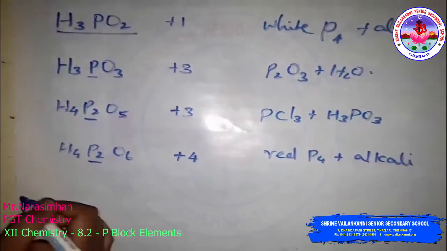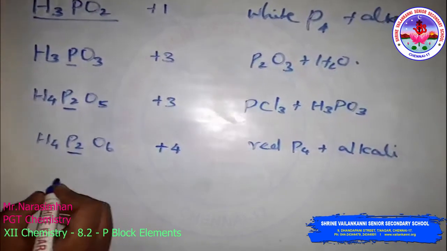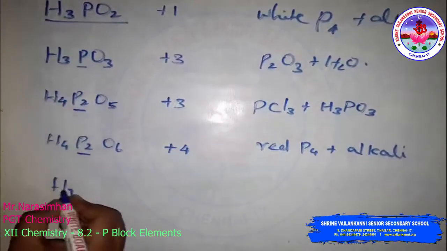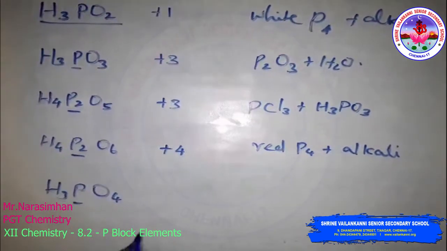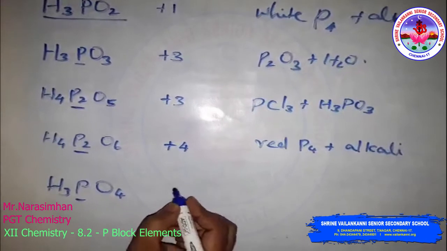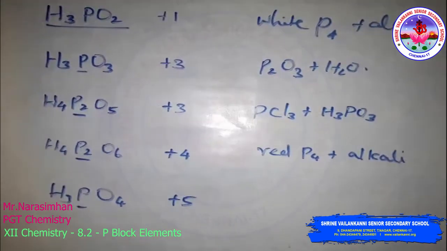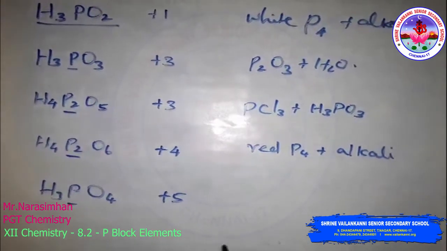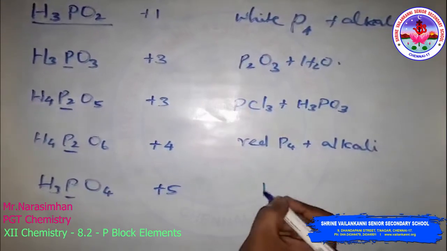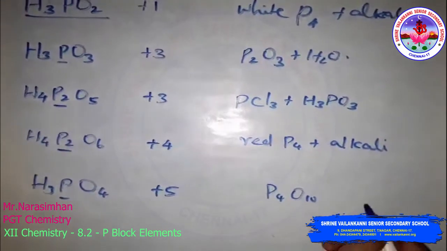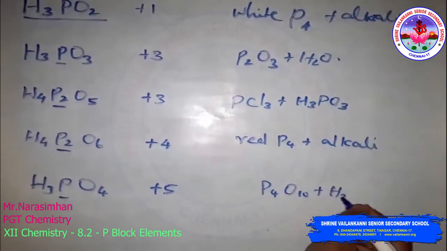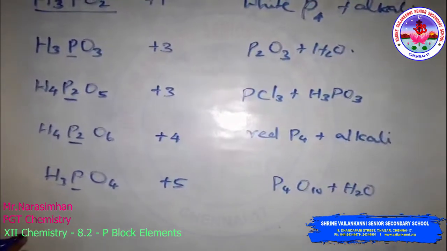Then orthophosphoric acid, or simply phosphoric acid, H3PO4. Here the oxidation state of phosphorus is +5. And the preparation of this compound is phosphorus pentoxide, the dimer form P4O10, reacting with water, and you will get this compound.